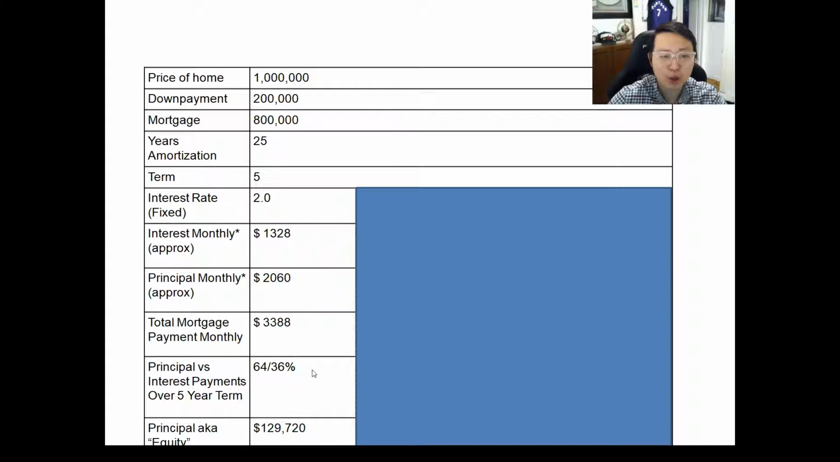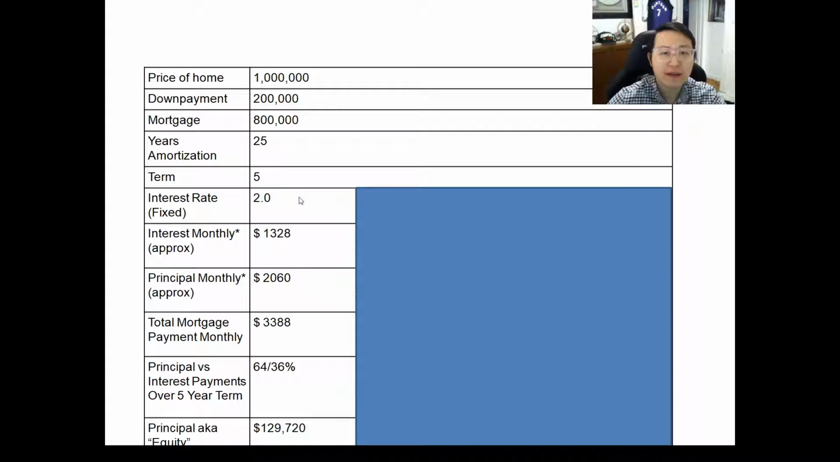Out of that entire portion that you've paid, 64% of it went to principal and 36% of it went to interest. So as you can see, for a low interest rate of 2%, you're paying a lot of money towards your principal over a 5-year term. And the amount of principal that you've accumulated, or aka your equity that you've paid yourself, is just about $130,000.